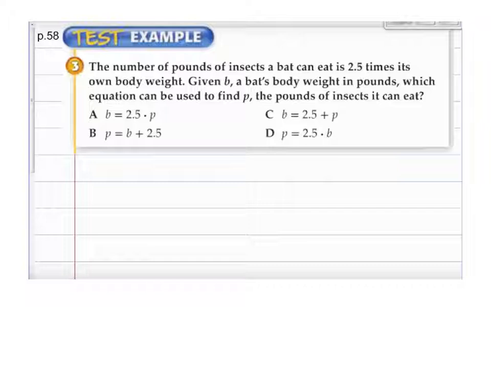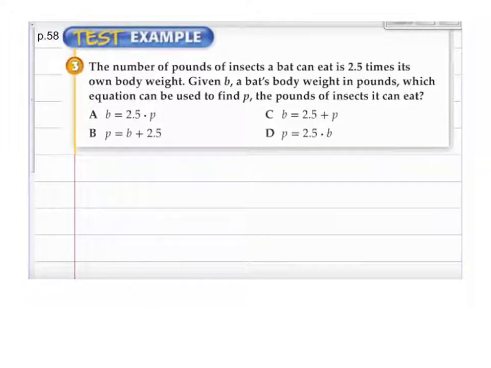Okay, let's look at this one. The number of pounds of insects a bat can eat is 2.5 times its own body weight. Given B, a bat's body weight in pounds, which equation can be used to find P, the pounds of insects it can eat? So I'm going to highlight the important information in yellow, and then we will define our variable.